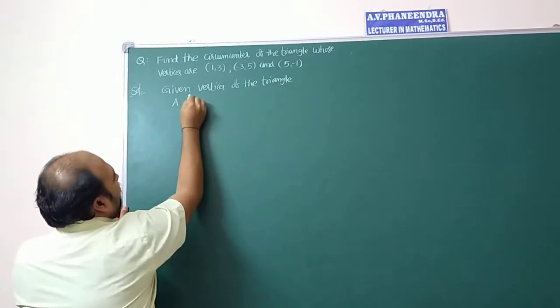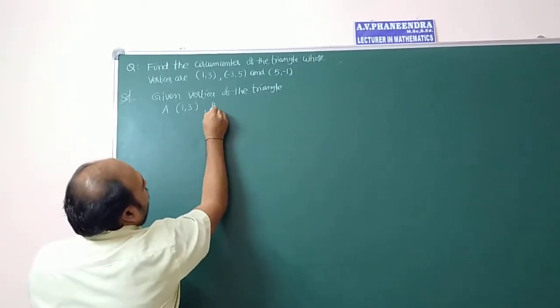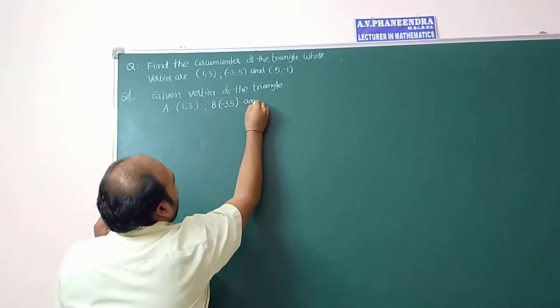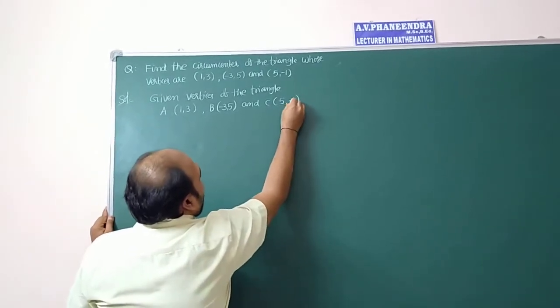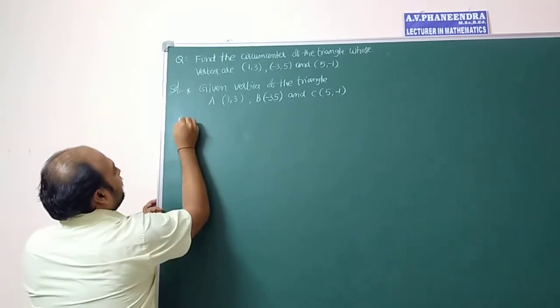You can consider one is A. They did not mention, we can mention it here. B is (-3, 5) and C equal to (5, -1). After that, this is the first step.